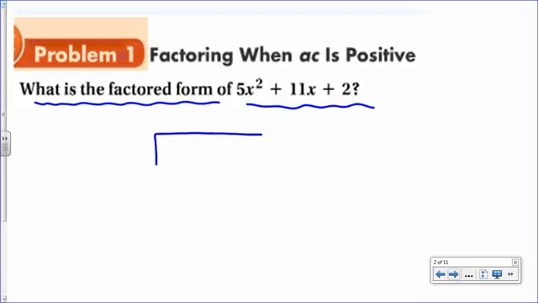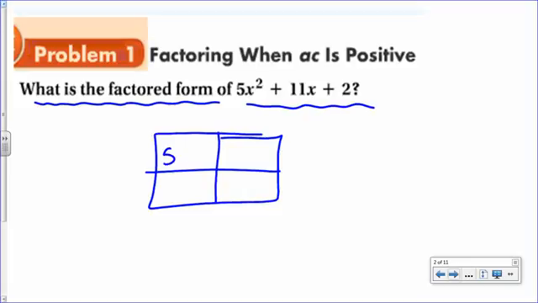We still make a box, and we put 5x squared in the top left. We put 2 down in the bottom right-hand corner. We still have our AC number. Now our A is actually 5 and our C is 2. So 5 times 2 gives you 10. Factors of 10 are 1 and 10.